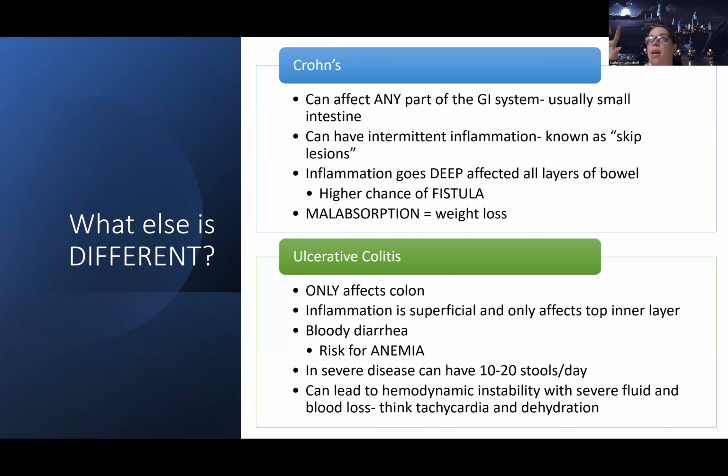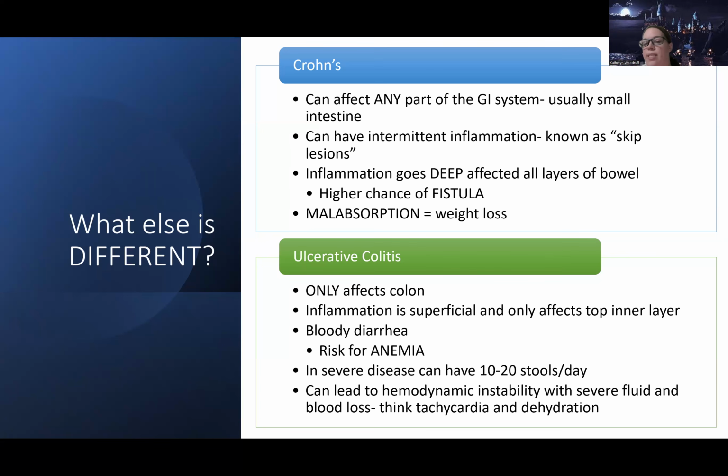And instead of going through all the layers or being very deep, this is a very superficial inflammation. So it's just inflammation on the innermost layer, the layer that comes in touch with everything like stool, etc. It's what's called the mucosal layer, and that's where they're going to have their inflammation. So Crohn's is anywhere, intermittent, and deep, and ulcerative colitis is colon only, continuous, and superficial. So just that one layer.